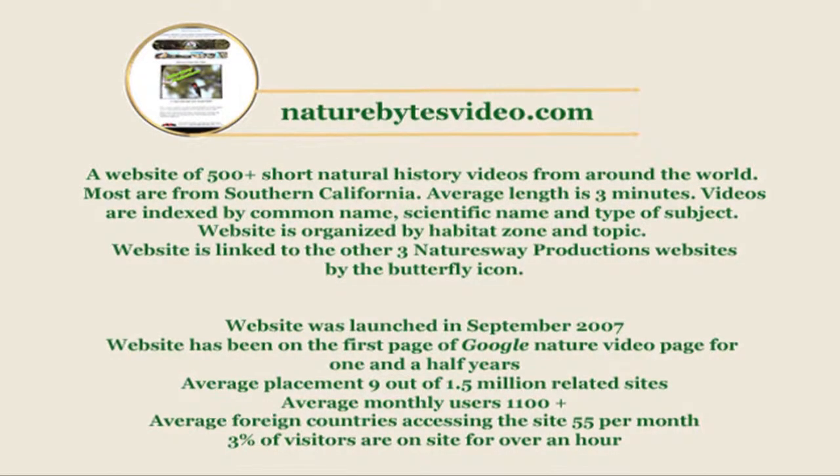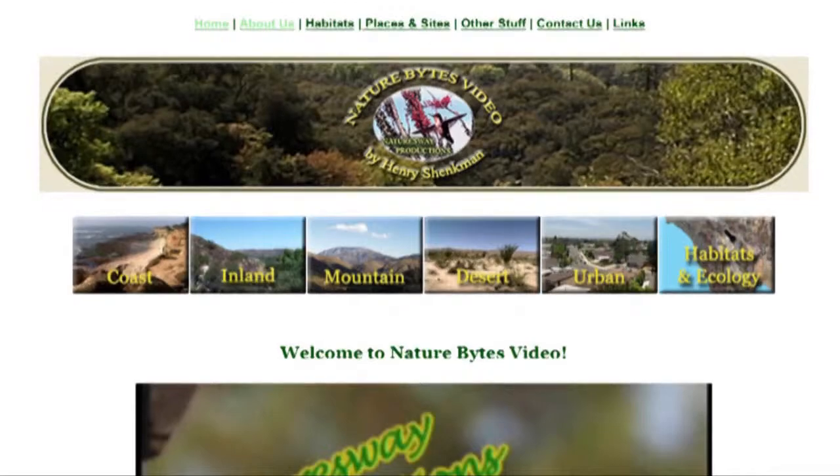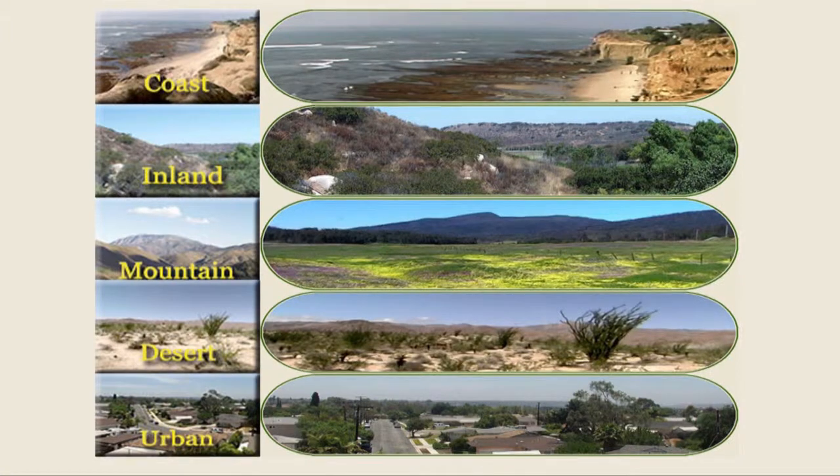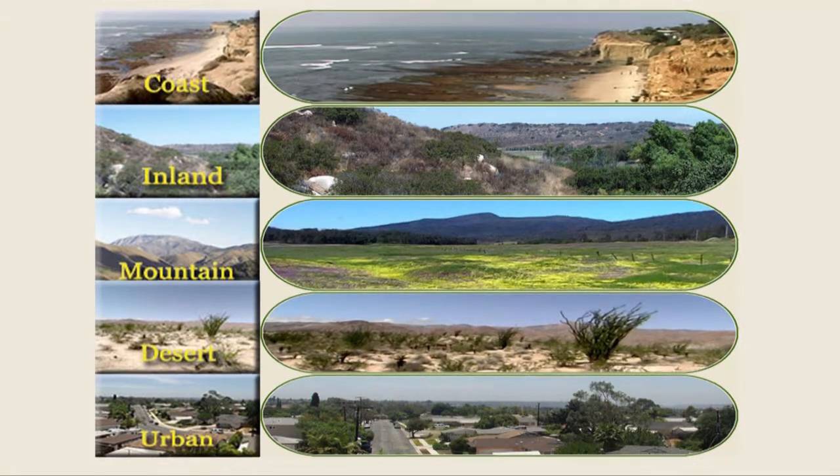So now that we're through with Goldilocks Ecology, let's move on to Naturebytesvideo.com, the flagship of Nature's Way Productions. As you notice, under the banner, there are 5 separate buttons to take you to the various habitat zones that we have in the county. The habitat zones are the coast, inland, mountain, desert, and urban. Let's go to the mountain website so that you can see how it's organized.